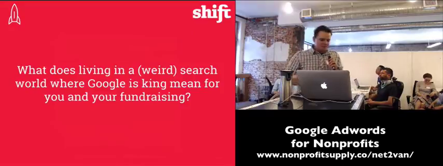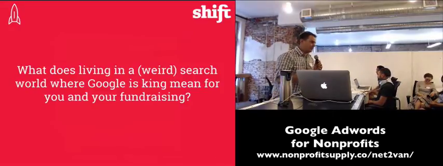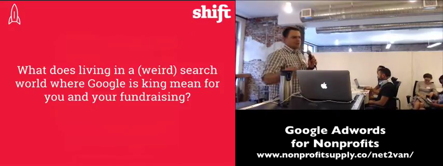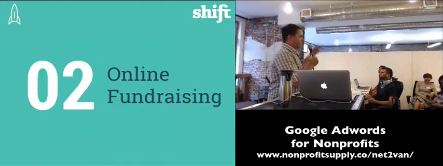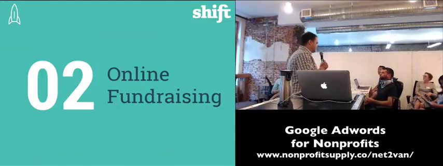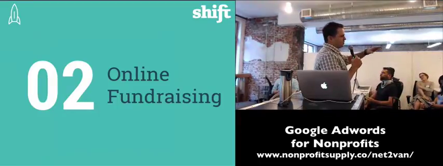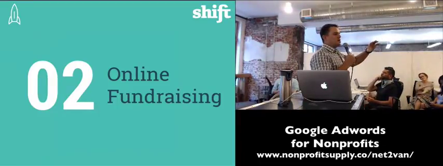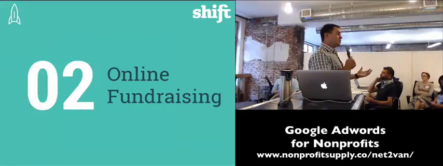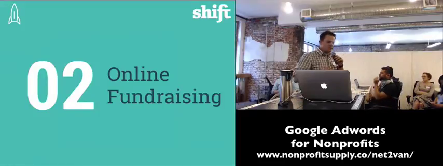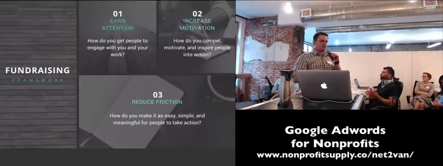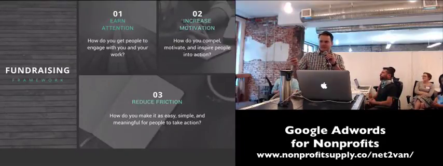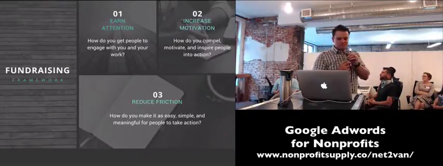So what does it mean to live in this weird search world where Google is king for you and your fundraising? That's what we're going to try to talk about today. Before we get into that, we just want to do a little bit of a recap of online fundraising. Because fundamentally, you can just throw a ton of traffic at a website or you can do a bunch of strategies, but if it's not rooted in good fundraising, it's really not going to be overly useful. So we're going to touch on online fundraising a little bit with a focus on traffic and AdWords. And then we'll get into the Google grant, and then Shiree will break it down.